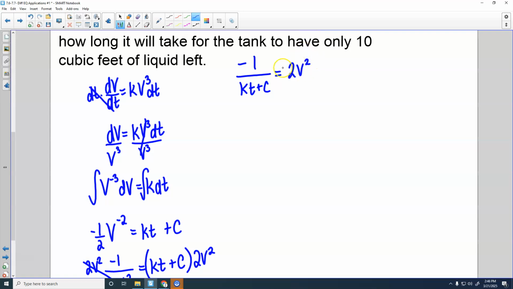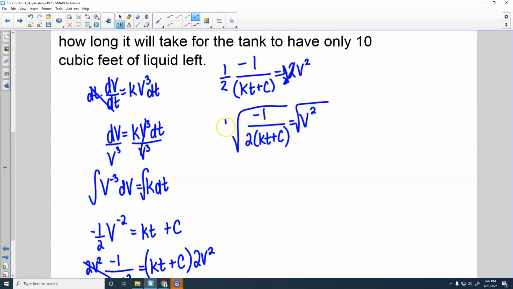Divide by 2. I'm going to multiply by 1/2 so that I don't have to do a complex fraction right there. When you do this, make sure this is in parentheses. So you got negative 1 over 2 times (KT plus C) equals V squared. Yeah, and then we would square root, which will give us a plus or minus right there. So we got our V equals plus or minus the square root of negative 1 over 2 times (KT plus C).